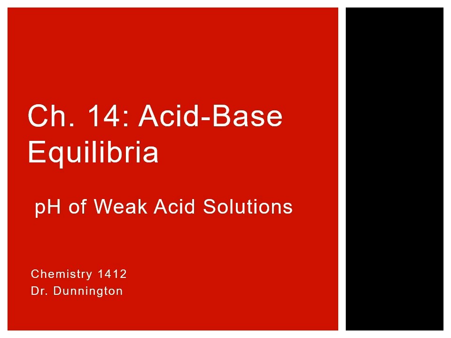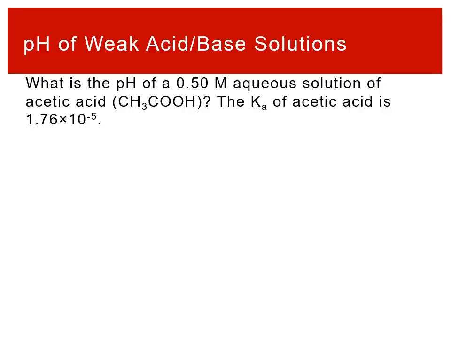So now what we want to be able to do is predict the pH of weak acid solutions. So let's just do it with an example. What is the pH of a 0.50 molar aqueous solution of acetic acid, that's CH3COOH, and the Ka of acetic acid is 1.76 times 10 to the negative fifth. Let's see how it goes.